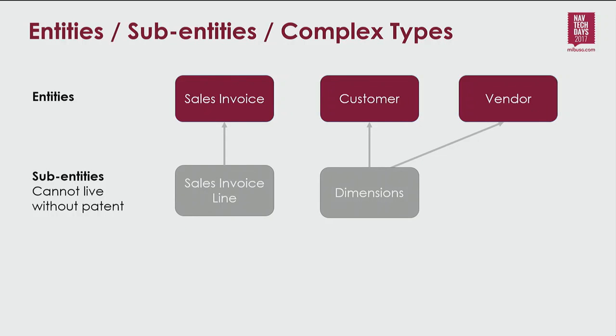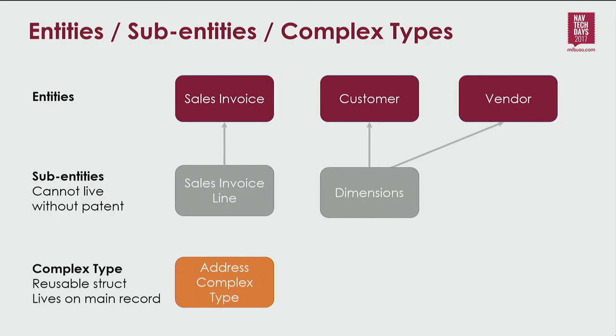Sub-entities are the dependent records, and they cannot live without the main records. In NAV, that would be a sales invoice line or dimensions. And as you can see, we can reuse one of the sub-entities on multiple APIs, which is really nice. And then the complex type is just a struct, which is reusable. The cool thing about it is that, for example, when we have an address, we can have the same address format on the sales invoice, on the customer, and on the vendor, because in the end, it's the same information.